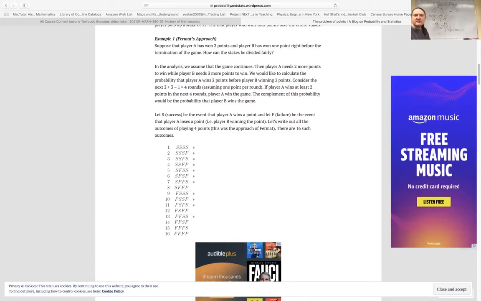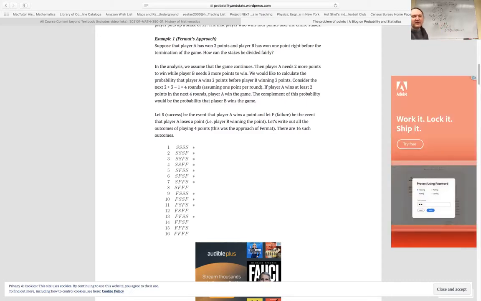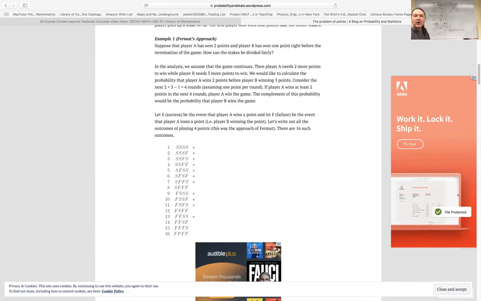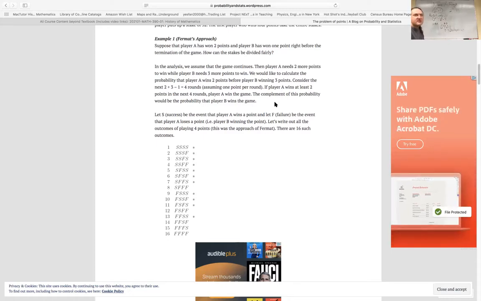All right. So far, A has 2 points, B has 1 point. Because A has 2 points and B has 1 point, this says A needs 2 points and B needs 3 points. It's going to take at most 4 rounds to finish this game. If we played 5 more rounds, they'd both have 4 points, and we don't need that. We assume that we will actually play these 4 rounds, even if we don't need them, which is an interesting way to handle this situation. So the game might be over, but we're going to write out all possibilities.